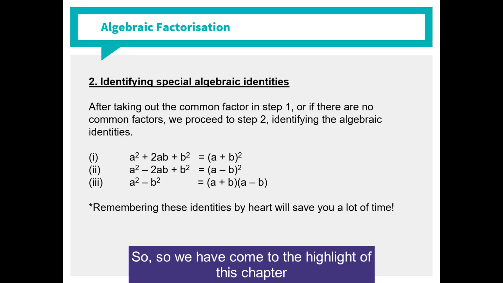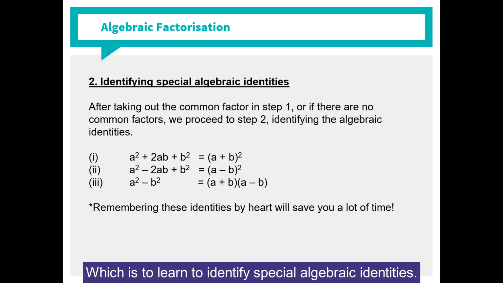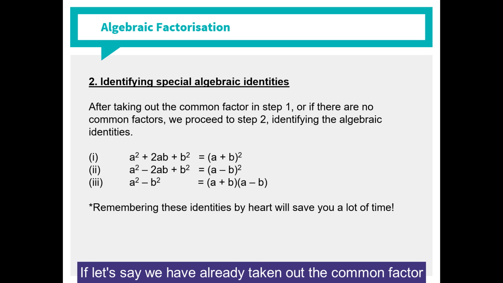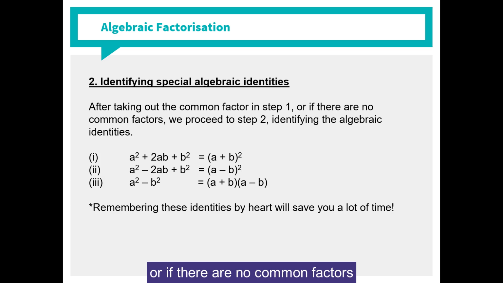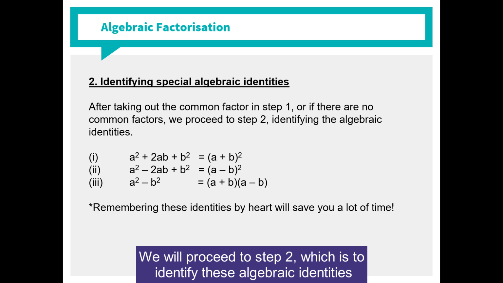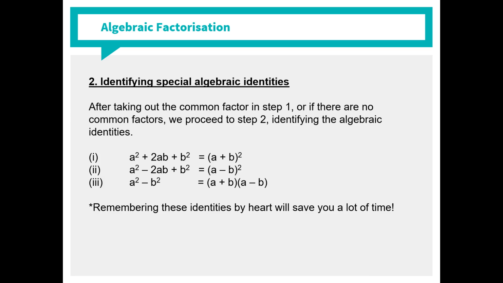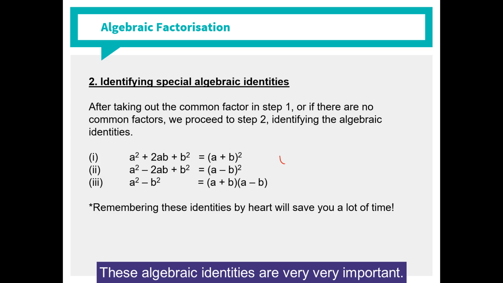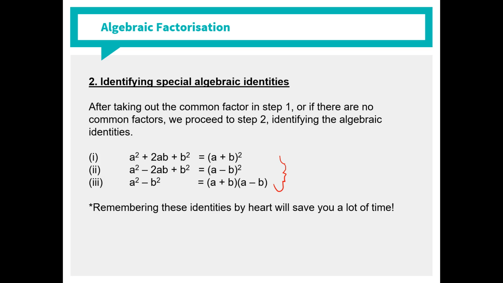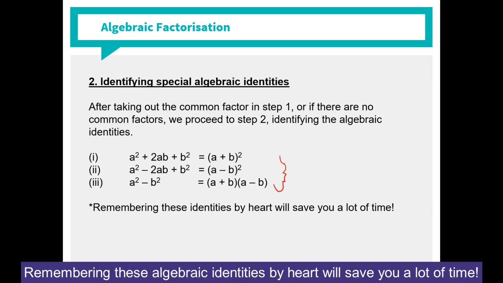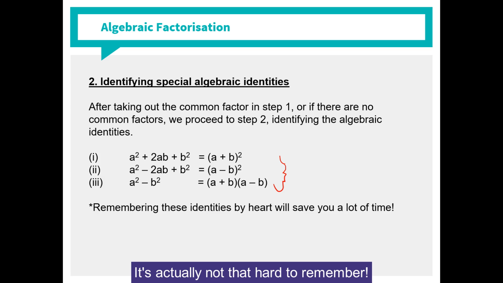So we have come to the highlight of this chapter, which is to learn to identify special algebraic identities. If we've already taken out the common factor in step 1, or if there are no common factors, we will proceed to step 2, which is to identify these algebraic identities. These algebraic identities are very, very important. Remembering these identities will save you a lot of time. It's actually not that hard to remember.